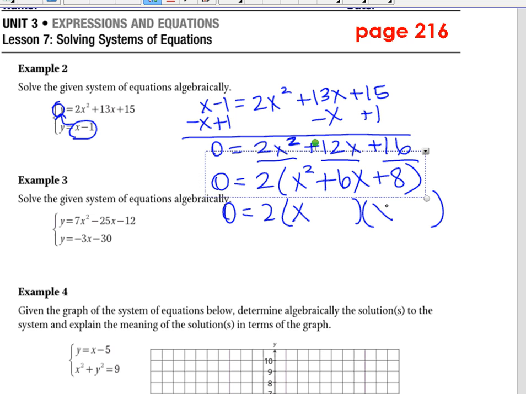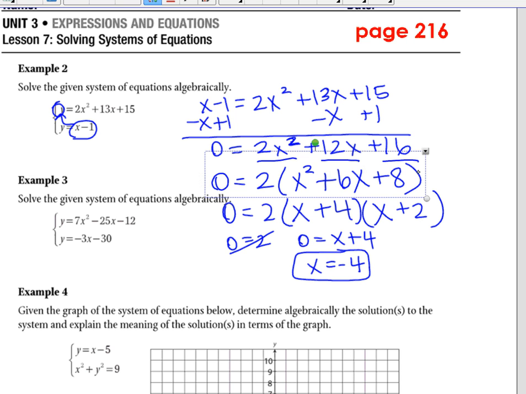x and x. Two numbers that multiply to be 8 that add to be 6 are positive 4 and positive 2. So when you solve for x, if we set 0 equal to 2, that doesn't help me. 0 equals x plus 4. That tells me that x should be negative 4 when I solve. And x plus 2 equals 0, so x is negative 2.